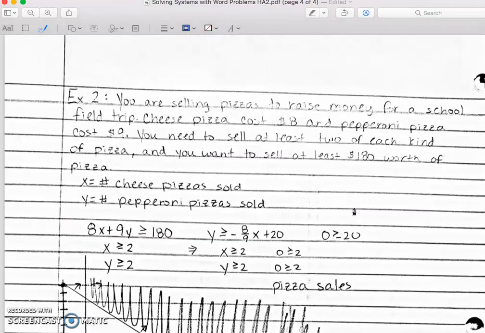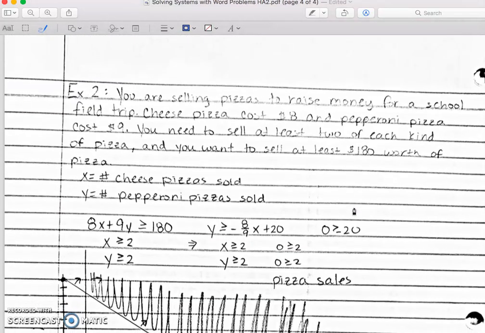Okay. Our next example says you are selling pizzas to raise money for a school field trip. Cheese pizza costs $8. And pepperoni pizza costs $9. So I have 2 different types of pizza here. Those are probably going to be what my 2 variables are.